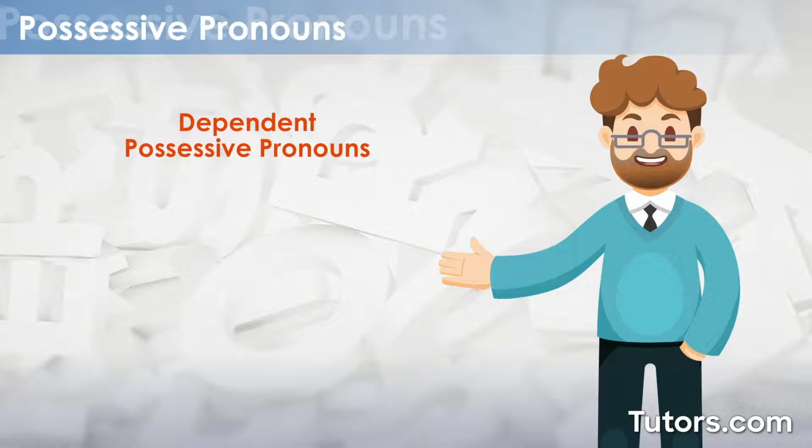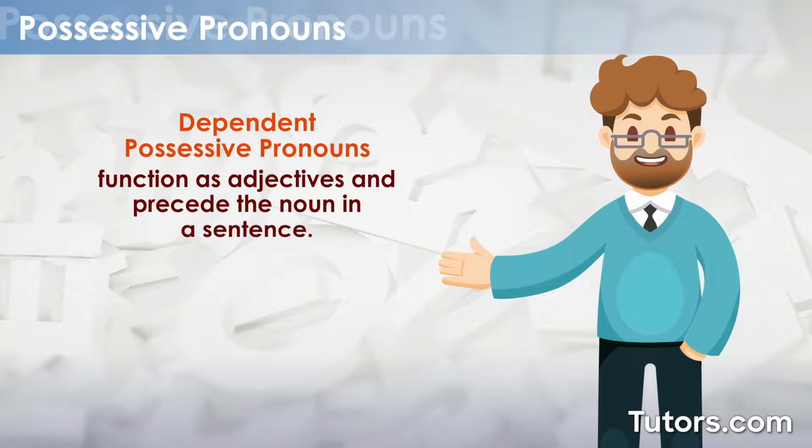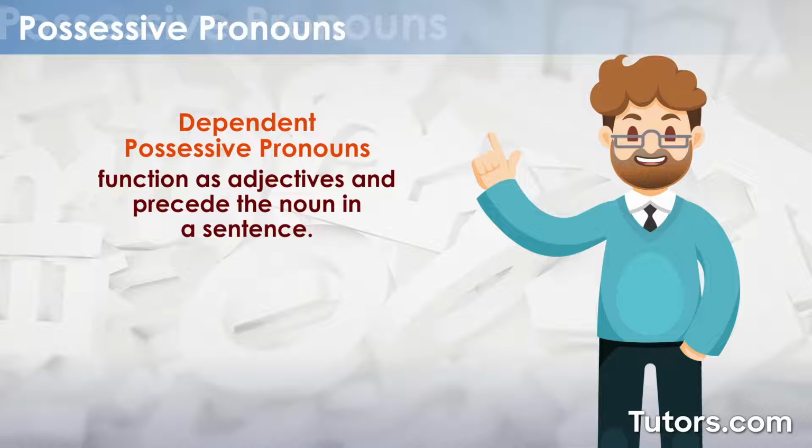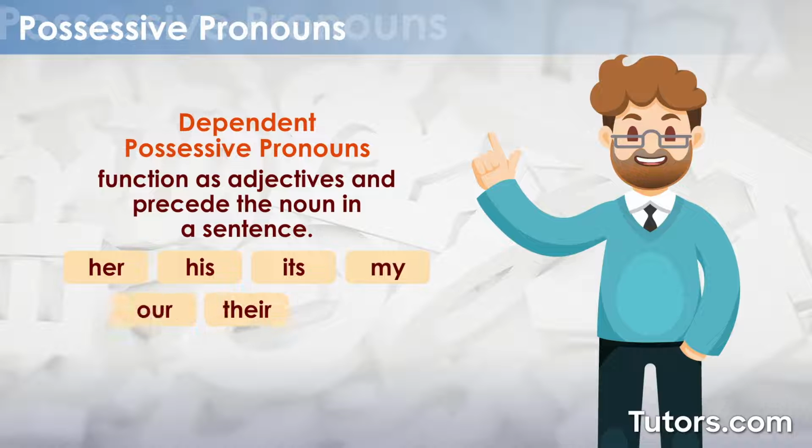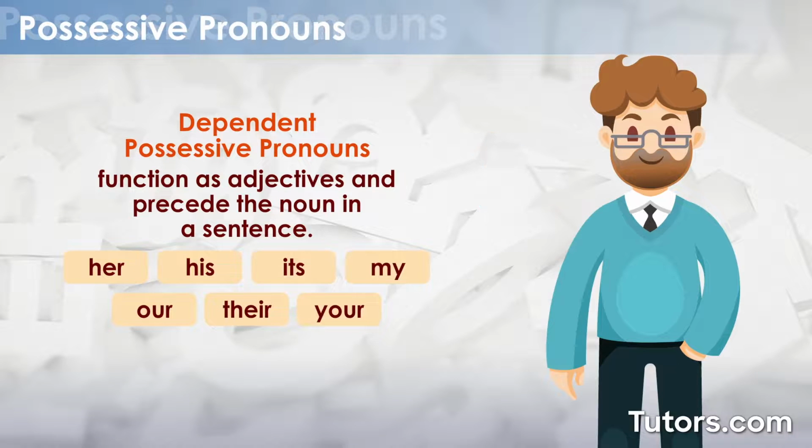Dependent possessive pronouns function as adjectives and precede the noun in a sentence. These pronouns include her, his, its, my, our, their, and your.